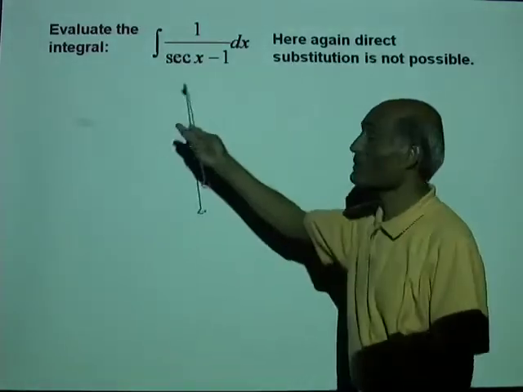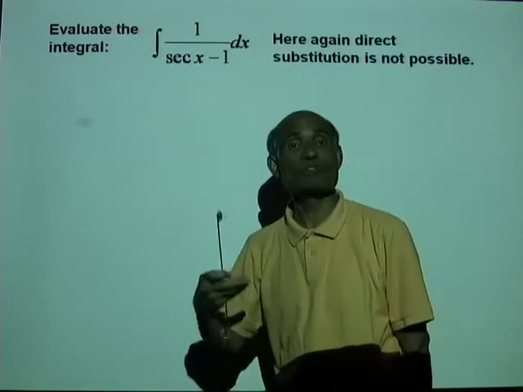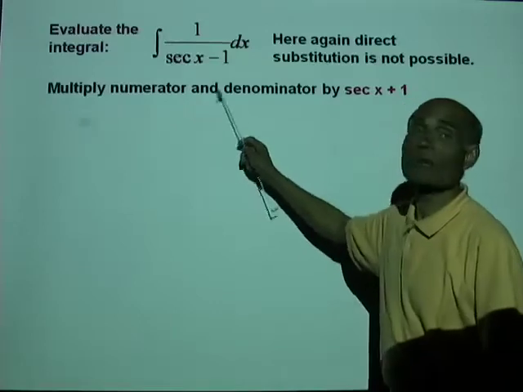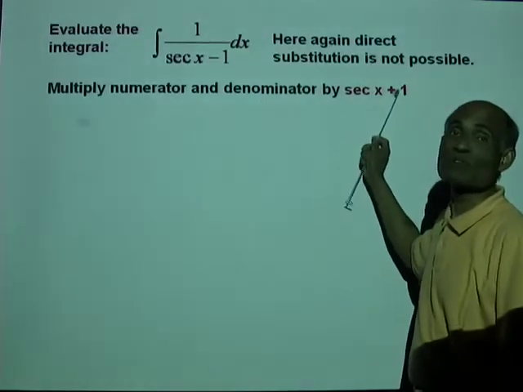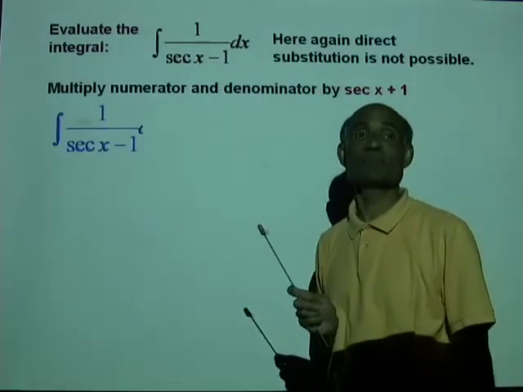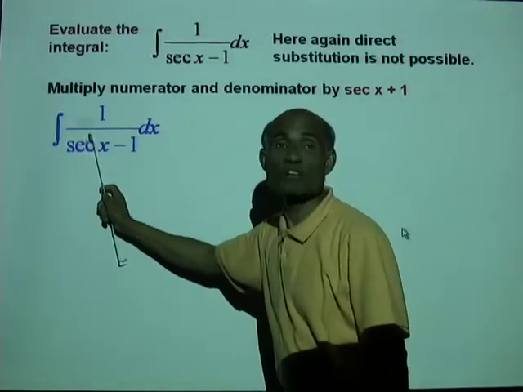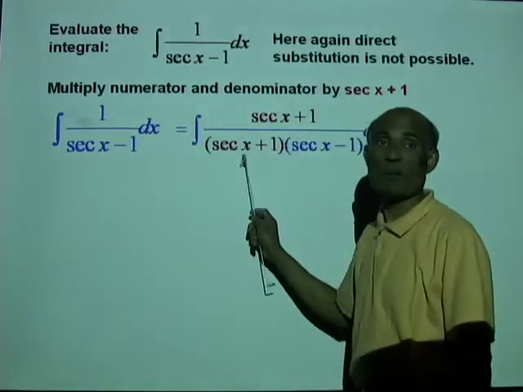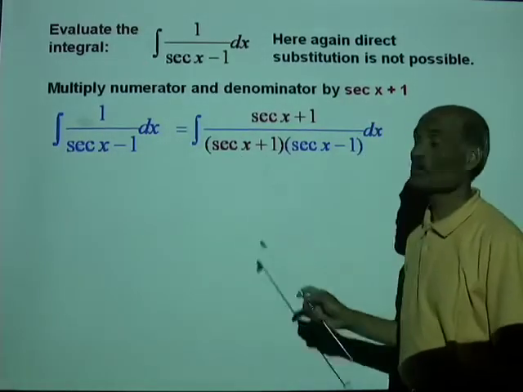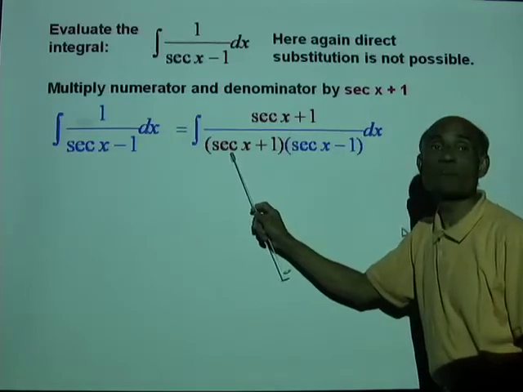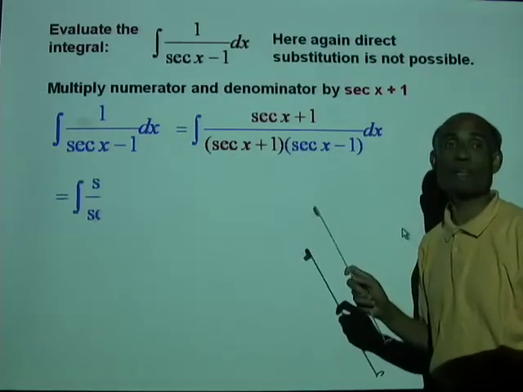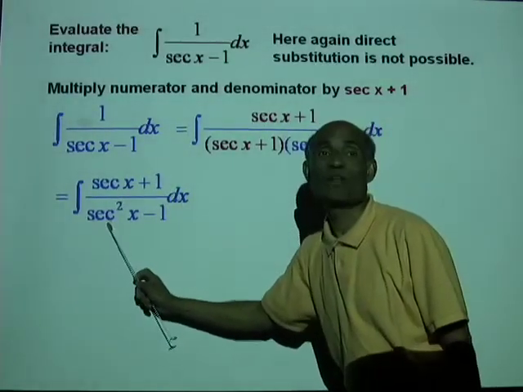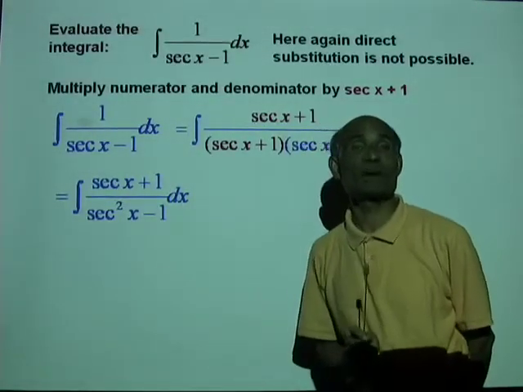Now here again, direct substitution is not possible. So we need to do some manipulation. And the manipulation is multiply numerator and denominator by secant x plus 1. So this integral now becomes: multiply the numerator by secant x plus 1, and the denominator by secant x plus 1. What does that become? The denominator becomes secant squared x minus 1. So the numerator is secant x plus 1. The denominator is secant squared x minus 1.